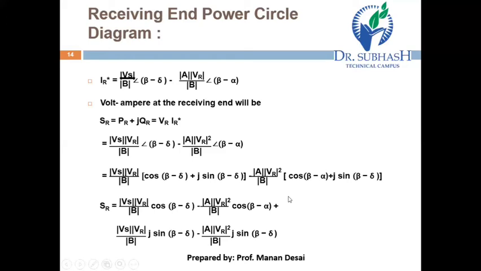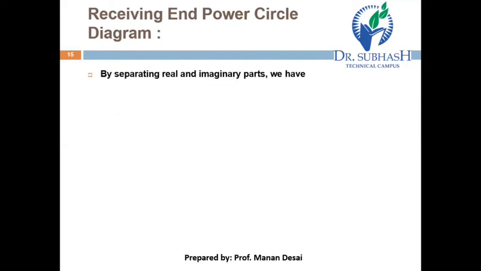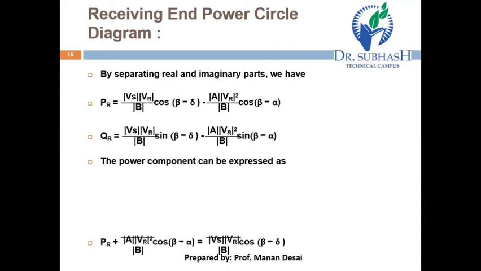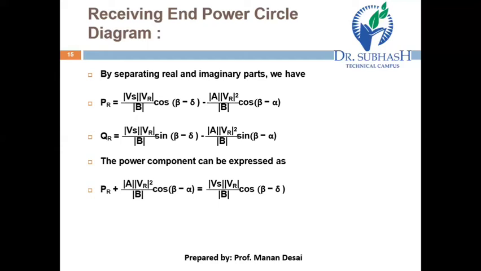As you see here, by separating real and imaginary parts, we have PR and QR. The power component can be expressed as PR plus AVR square upon B cos(beta minus alpha) is equal to VS VR upon B cos(beta minus delta).